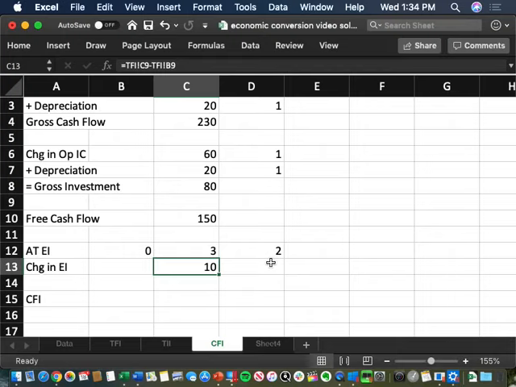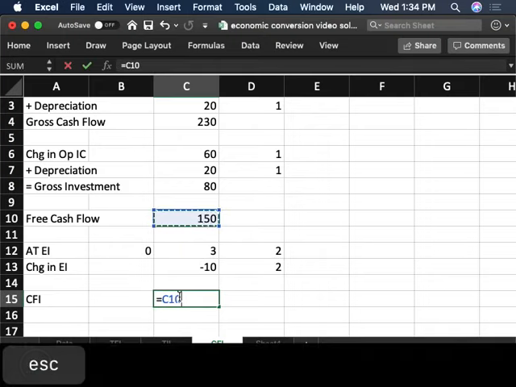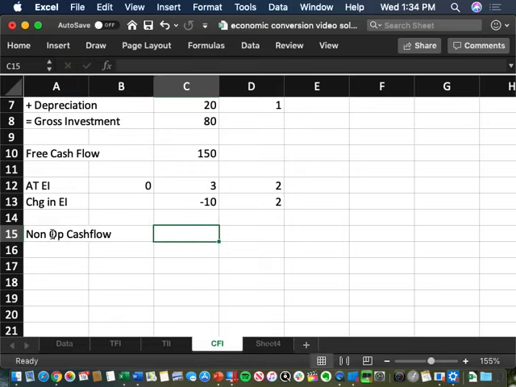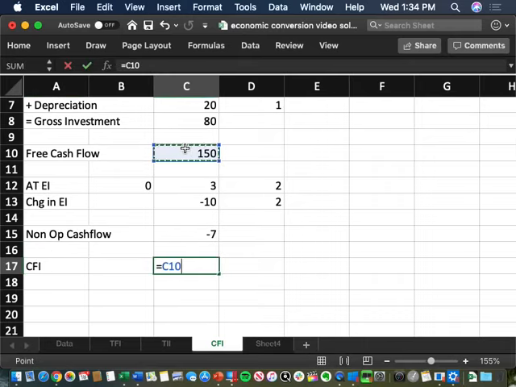So I have to subtract that 10. So either to recognize and subtract the 10 or flip the sign, you can choose. But the point is, it's negative 10 to my cash flow when I increase my equity investment. So therefore, free cash flow, actually, I'll write it out. Non-operating cash flow is negative 7. So my CFI is the 150 from operating activities plus the negative 7 from non-operating activities, 143.